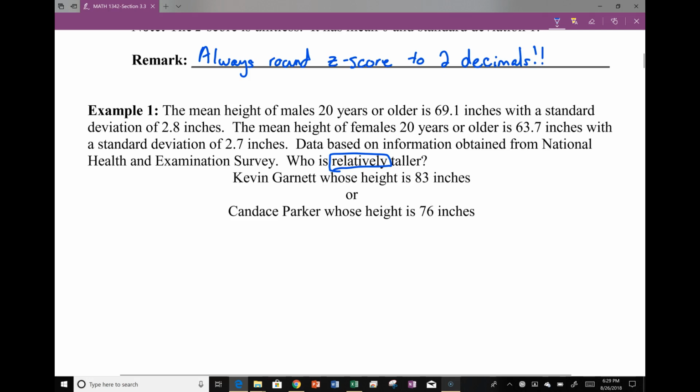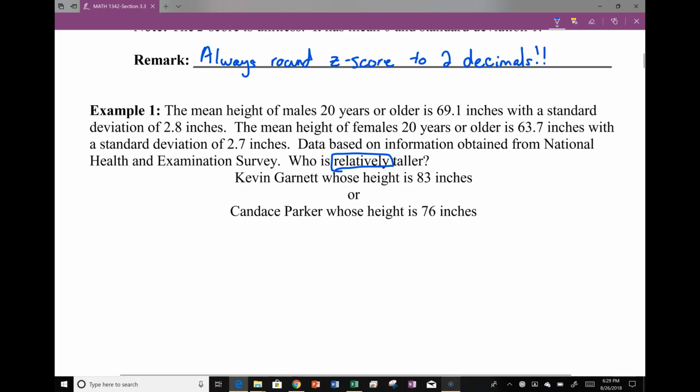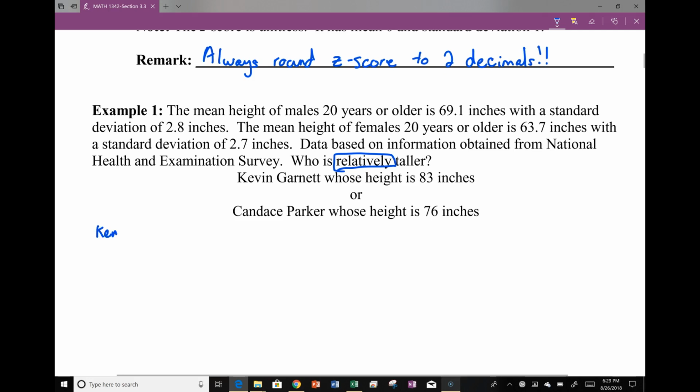We want to take into consideration the standard deviation as well, because remember, the larger the standard deviation, the more spread out the data values are. So we're going to first look at Kevin. And Kevin is 83 inches. So his z-score is going to be 83, because that is his height, minus the mean of males, which is 69.1, divided by the standard deviation of males of 2.8.